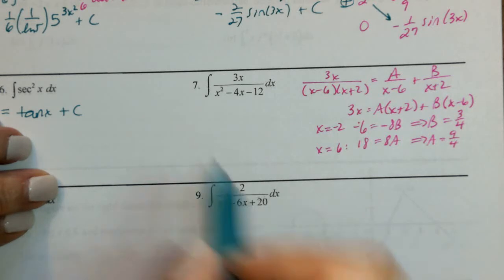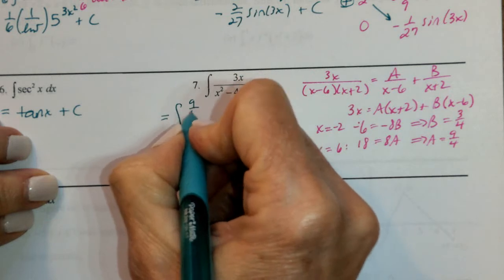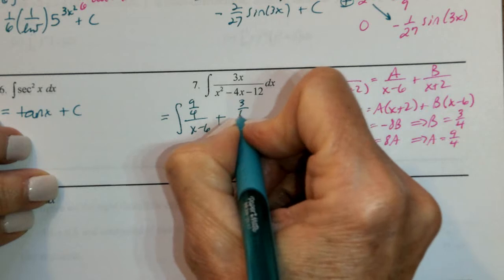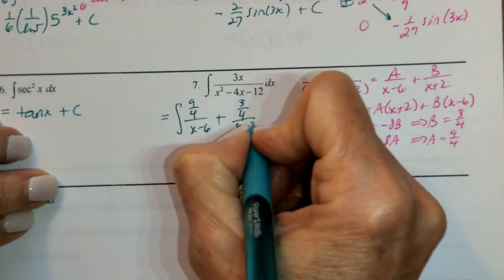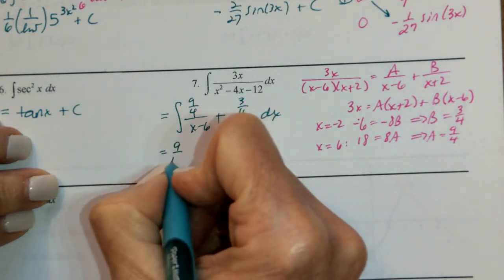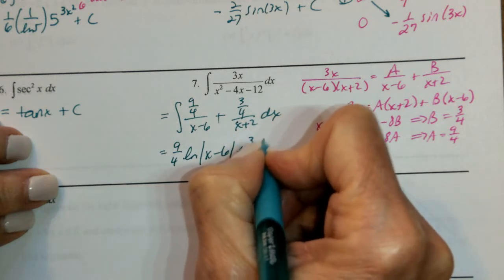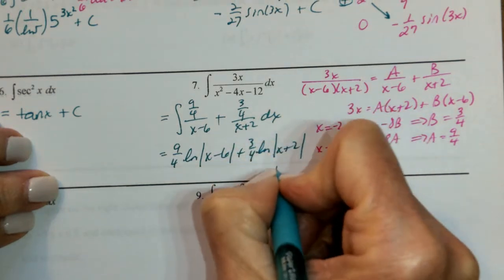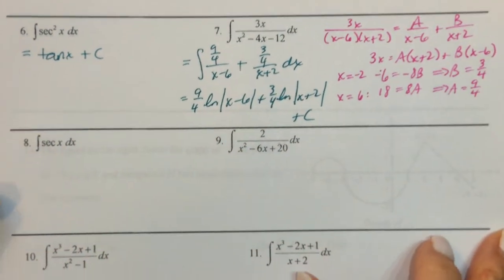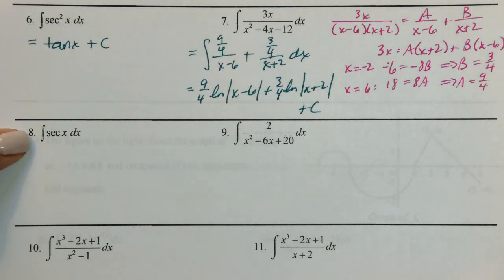So my integral becomes the integral of 9/4 over x minus 6 plus 3/4 over x plus 2 dx. And from here, it's very easy to integrate two little natural logs. And we're done. Little partial fraction.